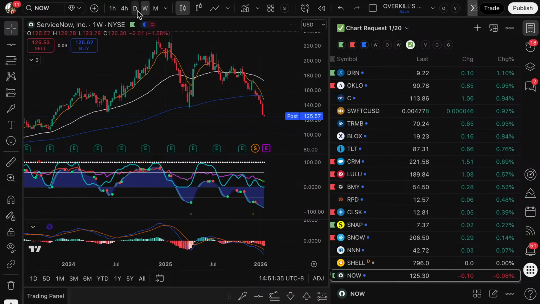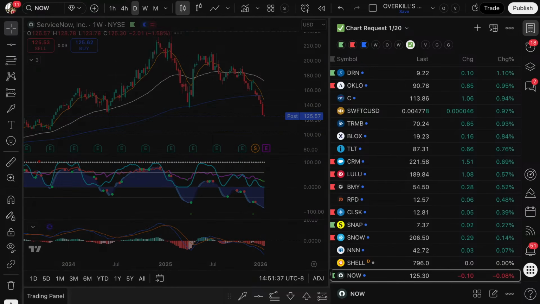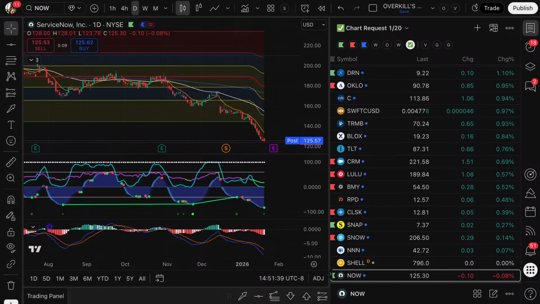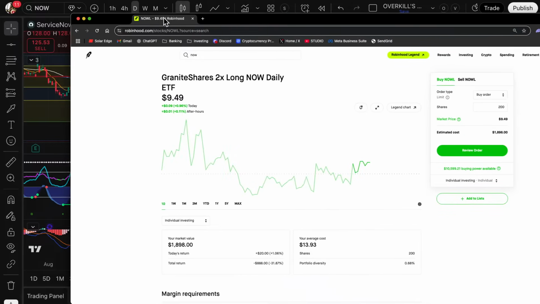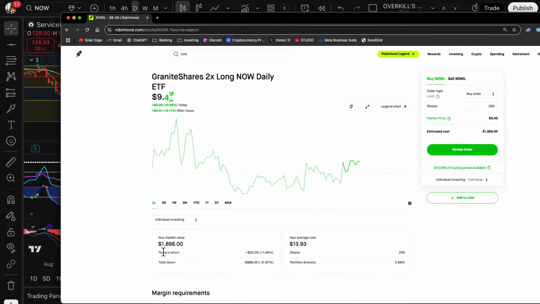So that did get a daily, and I'm down 30%. I bought 200 shares, and I'm just going to buy 200 more shares of this thing here. Let me do this live so you guys can see. Down 30% on the position. My portfolio diversity is going to go up, so I'm going to increase my exposure to this. I'm going to add another 200 shares.